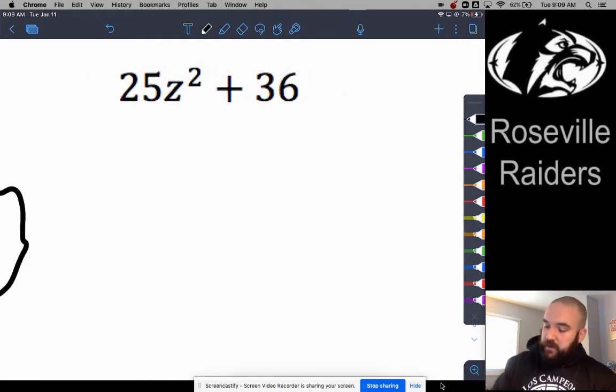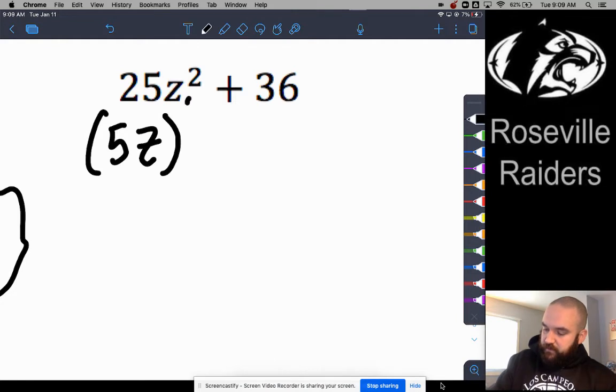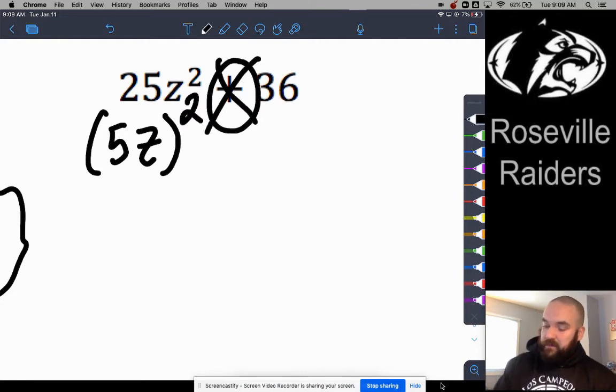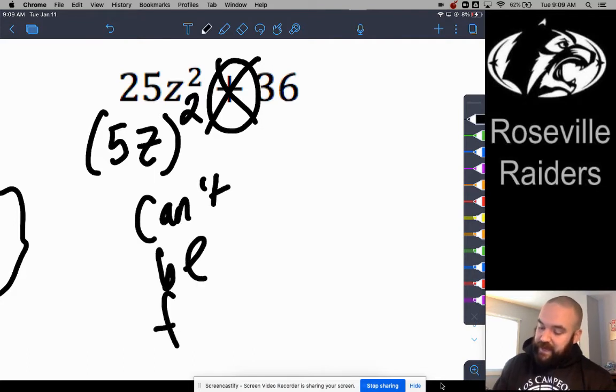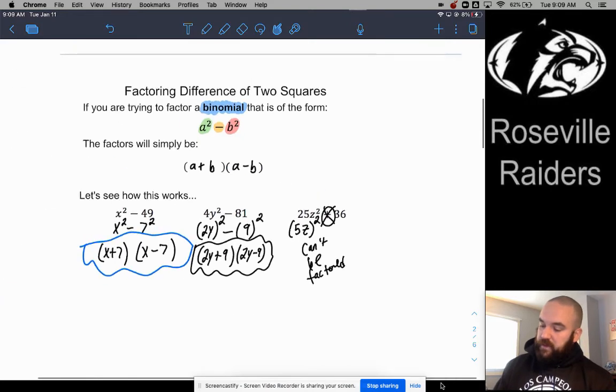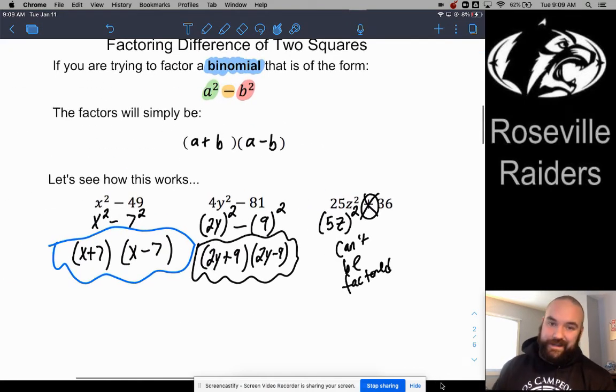Finally, the last one here, again, 25 is 5 times itself, so 25z squared is 5z times itself. Now, right away, this method's not going to work because of that plus sign, okay? So because it is a plus, this thing cannot be factored. It only works if we have a squared minus b squared, okay?